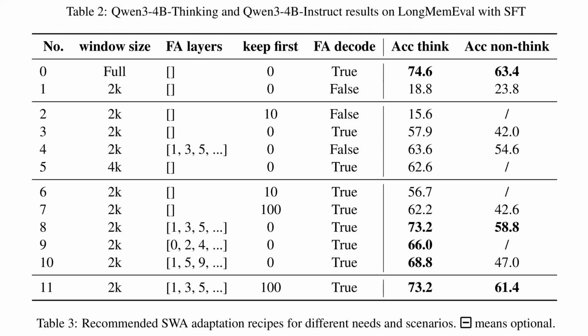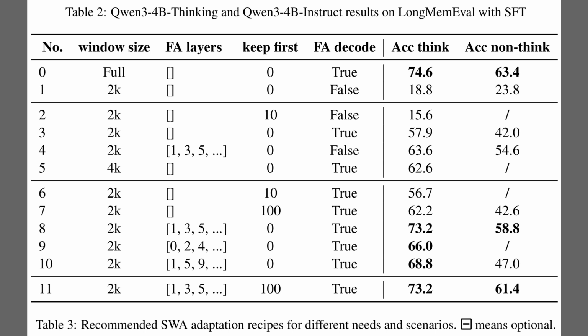The previous table compared different masking tricks without extra training, and Table 2 adds supervised fine-tuning into the picture. The top rows show that fine-tuning the full attention model reaches about 75% thinking accuracy, while fine-tuning with naive sliding windows collapses to below 20%. Middle rows indicate that either full attention decode or interleaving layers alone recovers much of that loss. The bottom block shows the best recipe, which combines full attention decode, interleaving, and sometimes keep first. And this reaches about 73% thinking accuracy and above 60% for the non-thinking model.